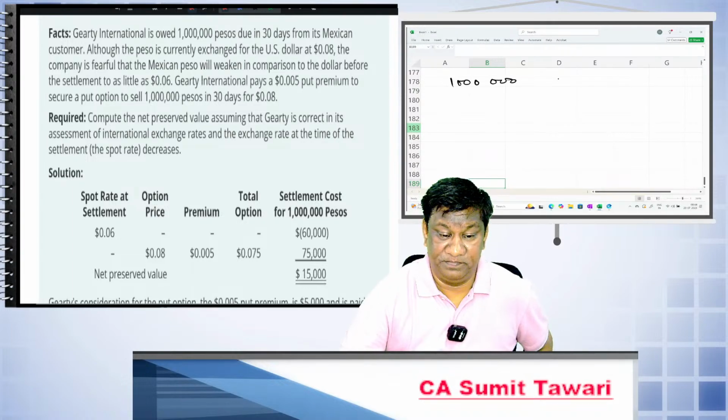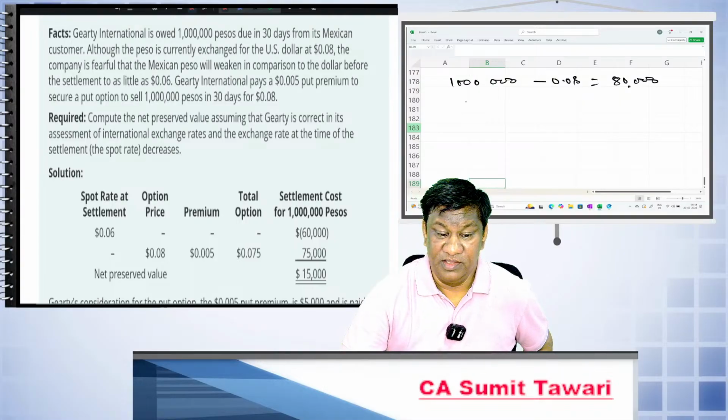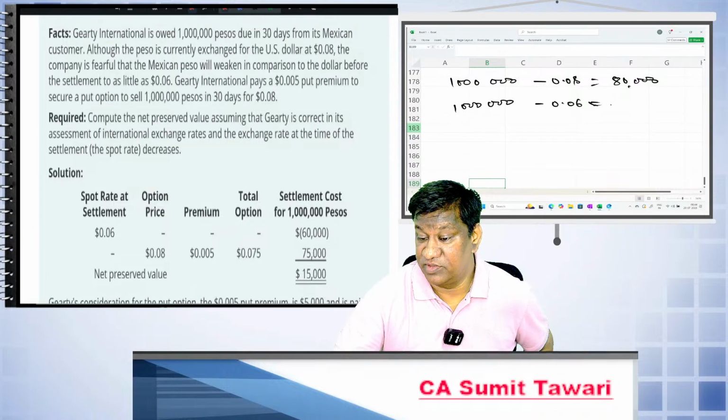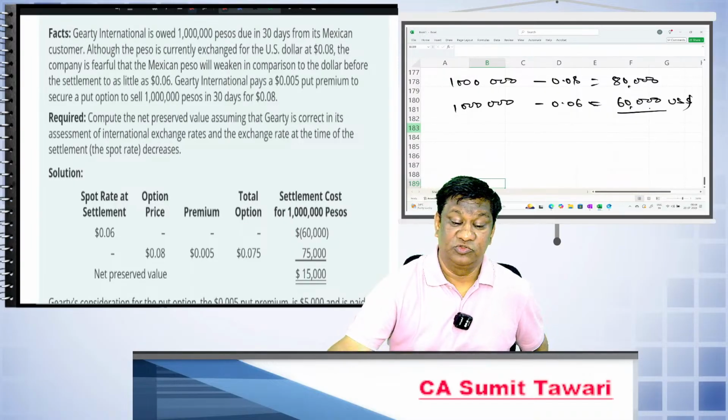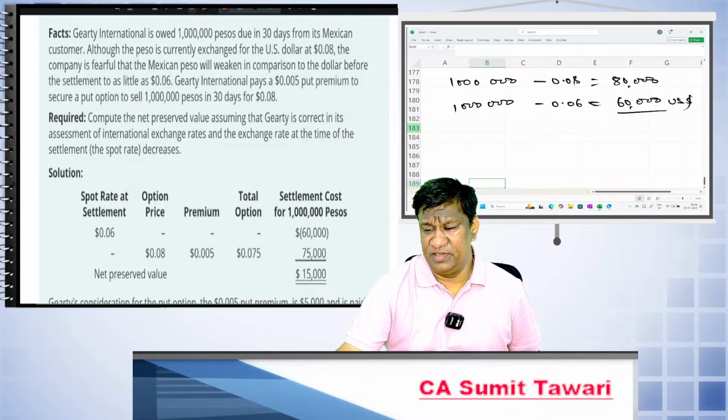So 1 million pesos I am supposed to receive, and the exchange rate is 0.08. So how much am I supposed to receive? 80,000. But it is expected that in future the exchange rate is 0.06. The foreign currency amount is the same, but because of the exchange rate, I am supposed to receive only 60,000 US dollars. So to mitigate this loss, I will book my exchange rate or option price at 0.08.